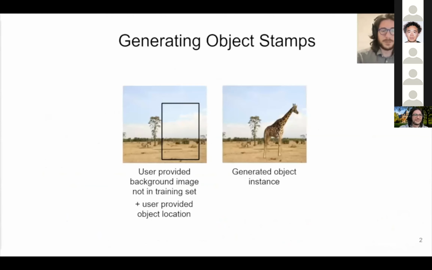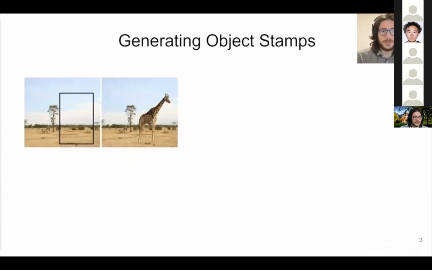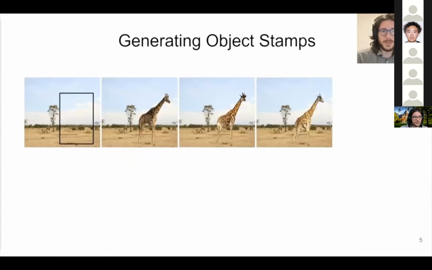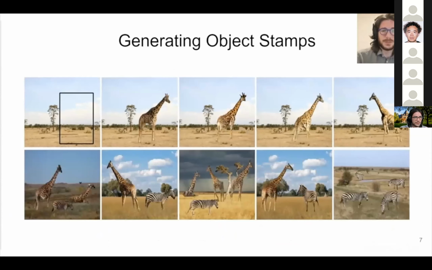So our task is to take a background, which is not in the training set, and a bounding box, and then create an instance of a particular class. And we want to be able to give ourselves control over that class, such that we can manipulate the texture, such that it matches the lighting and the pose, and to be able to build up these scenes using objects of different shapes and textures.